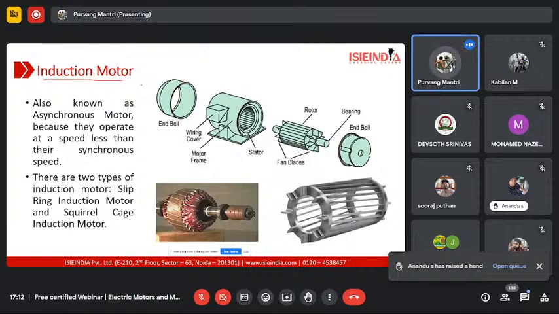As the name says, induction. In induction motor, there are basically two types. One is the squirrel cage motor and the other is the slip ring motor. First and foremost, we are going to look into the squirrel cage motor. The squirrel cage motor does not need any electrical input to the rotor part of this motor.